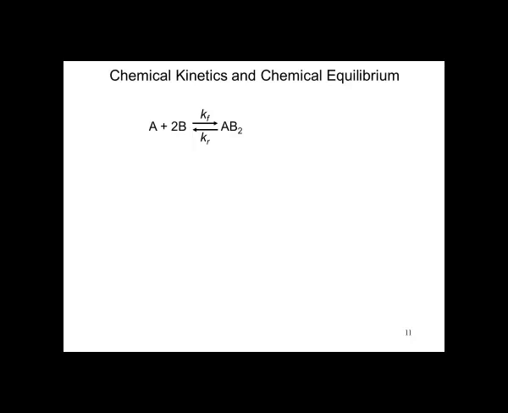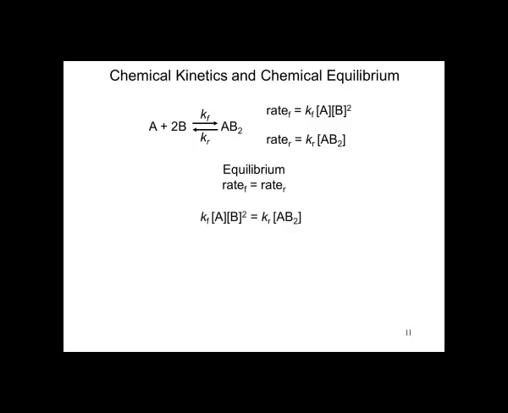Chemical kinetics and equilibrium. For any reaction, the forward rate is equal to kf, the specific rate constant, times the concentration of A times the concentration of B squared. In this reaction, the reverse rate is equal to kr times the concentration of AB2. At equilibrium, the rate of the forward reaction equals the rate of the reverse reaction.